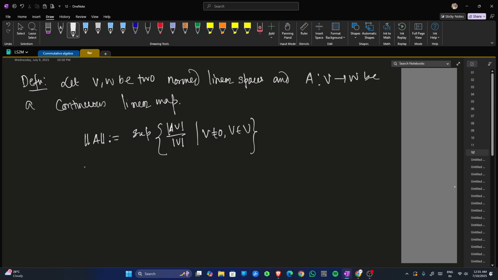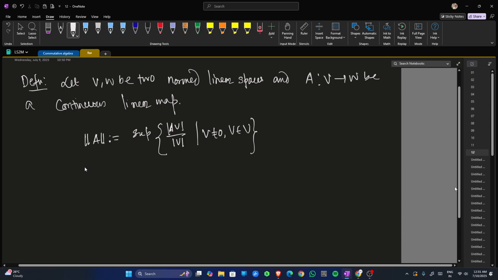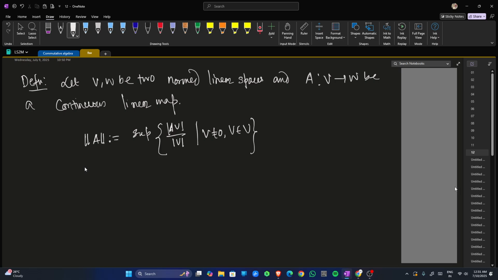Okay, so if V and W are two normed linear spaces and A is a bounded continuous linear map from V to W, then we define the norm of A to be this quantity, this supremum of norm Av by norm v, where v is not equal to 0, v belongs to V. Okay, so this is finite, right? This quantity is finite.